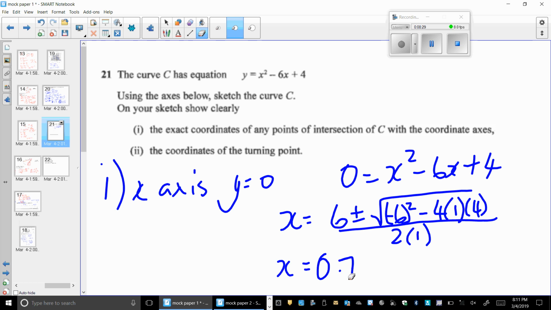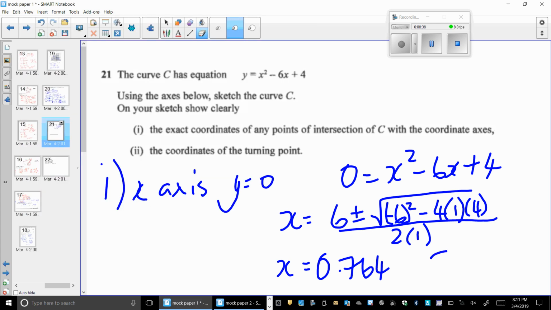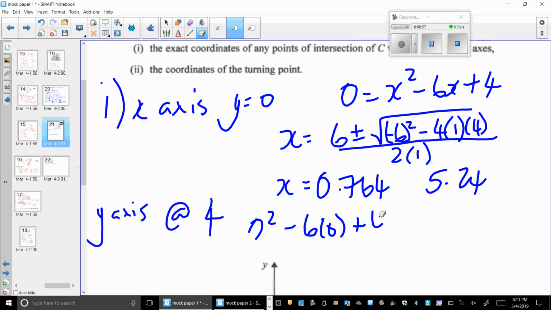0.764 and 5.24. So that's where it crosses the x-axis. It crosses the y-axis when x is 0, so that's at 4, because that's 0 squared, take away 6 times 0, plus 4, which gives us 4.